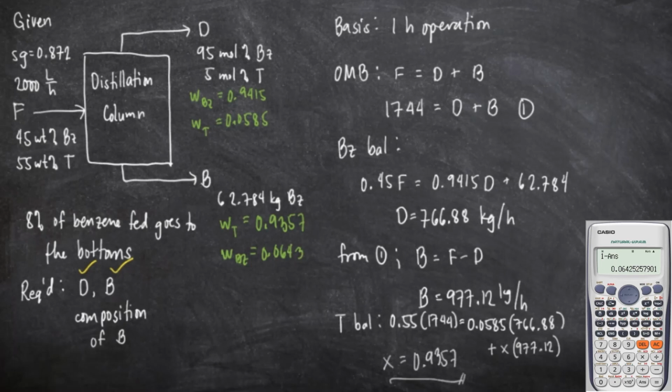The key takeaway in this problem is that a distillation column is represented with one feed going in and two streams coming out. That's the distillate and the bottoms. And that you should always convert everything to homogeneous units before proceeding. That is, we converted the mole percents to mass fractions and we converted a volumetric flow rate to a mass flow rate. Don't forget to do that and you won't have any problem with your material balances. That's it for this video.